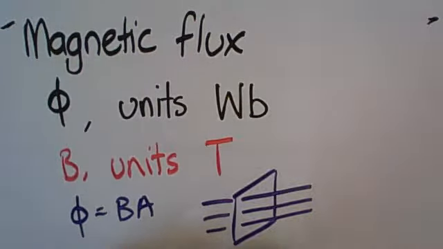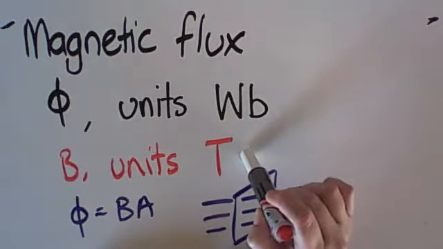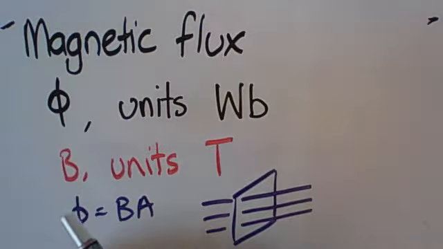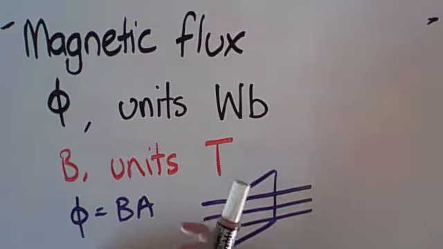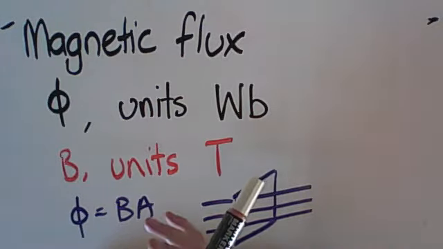So thus far, when we've been talking about magnetic fields, we've mostly concentrated on magnetic field strength, or flux density, which has the units Tesla and the symbol B. We've talked about how that's related to how squashed together the lines are. If the magnetic field is strong, the lines will be squashed together a lot. If the magnetic field's weak, they'll be spread further apart.